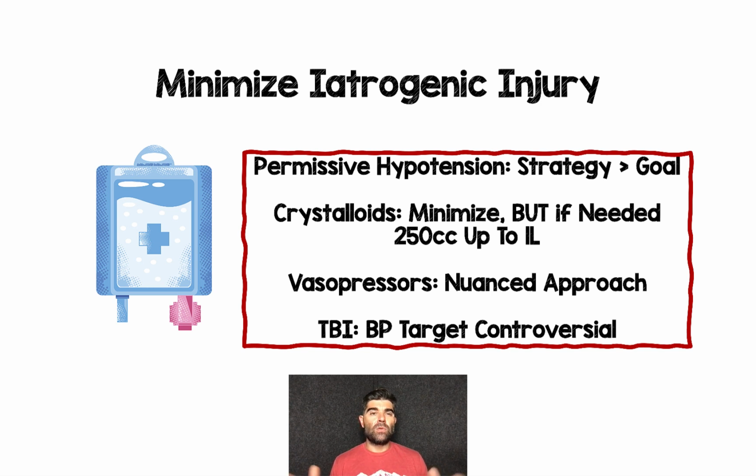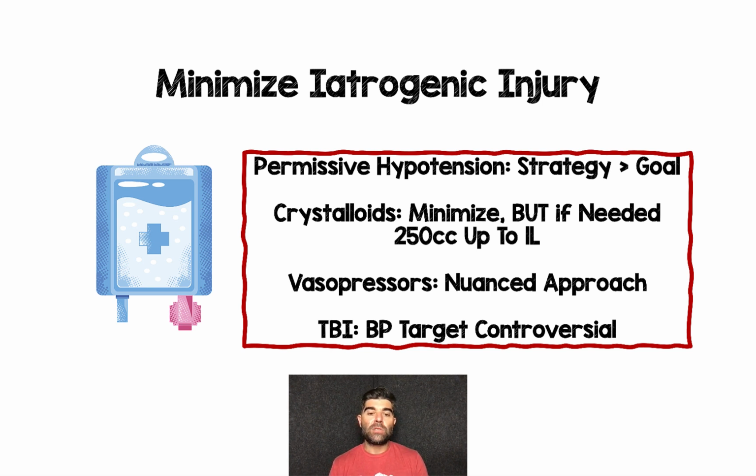So here's the conclusion of minimizing iatrogenic injury in trauma patients with hemorrhagic shock. So permissive hypotension, remember, your strategy is going to be way more important than targeting a specific goal. Crystalloids, we really want to try and minimize these, but if needed, I would do maybe 250 cc's at a time, reassess the patient. I certainly wouldn't go over a liter. Vasopressors, I think it depends on what phase of the trauma and resuscitation you're in. I don't think there's an absolute here that says don't give vasopressors, period, but be careful early on when these patients are compensated because you could potentially worsen perfusion.